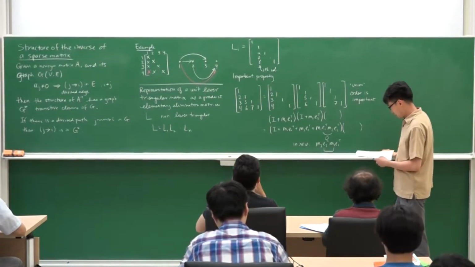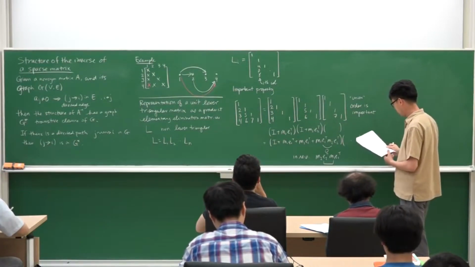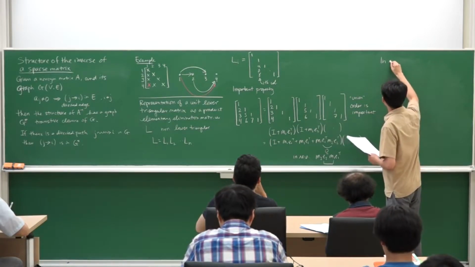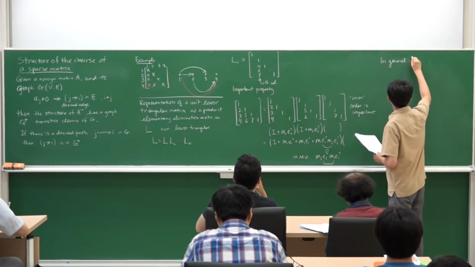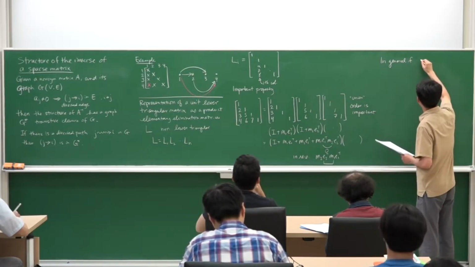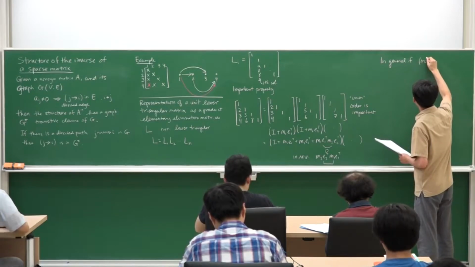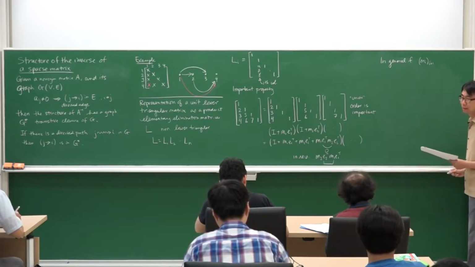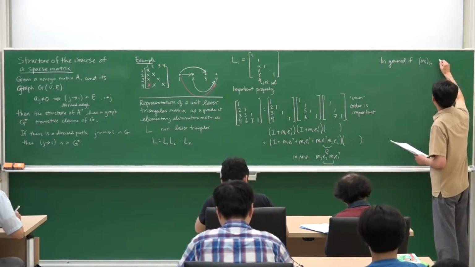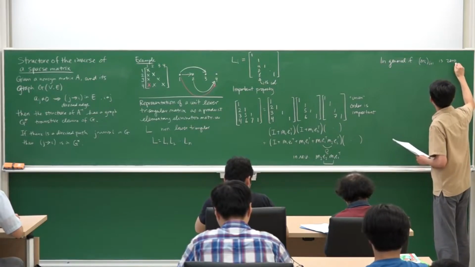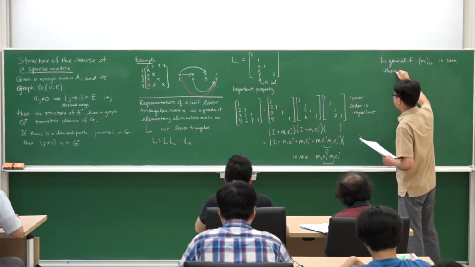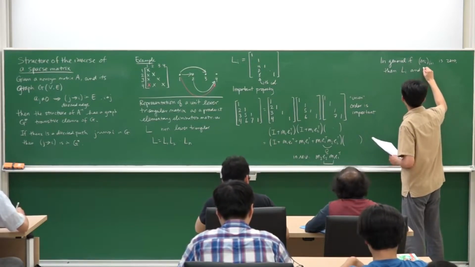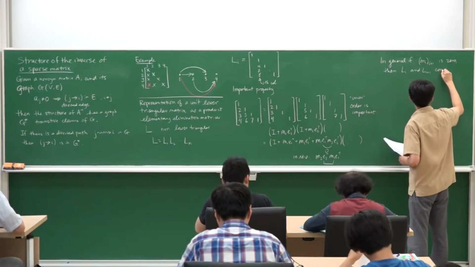So let me write that down. In general, if mi, which is the ith column, and the i plus first element of that column is 0, then Li and Li plus 1 commute.